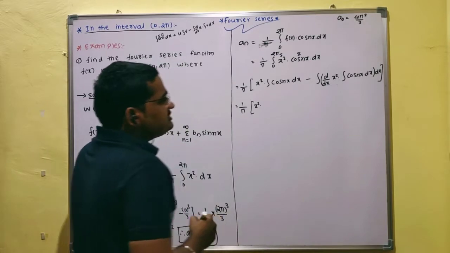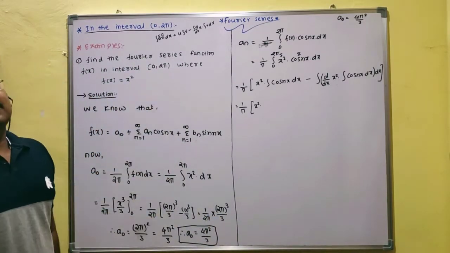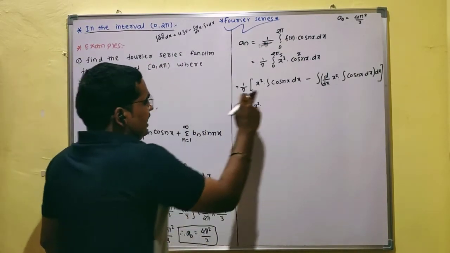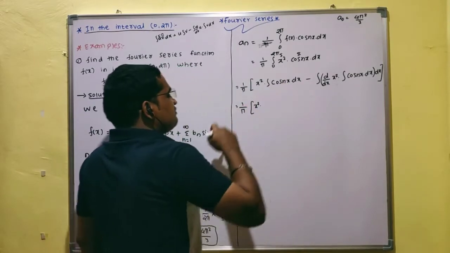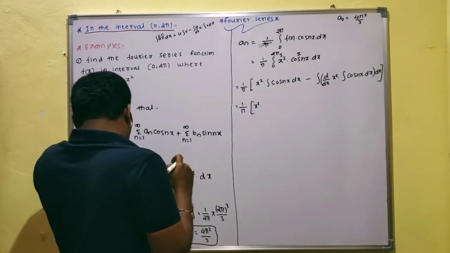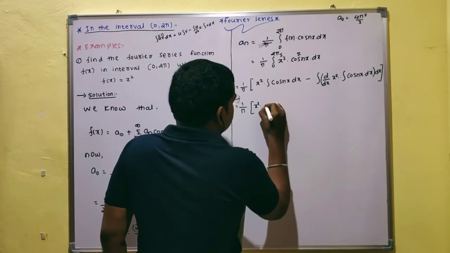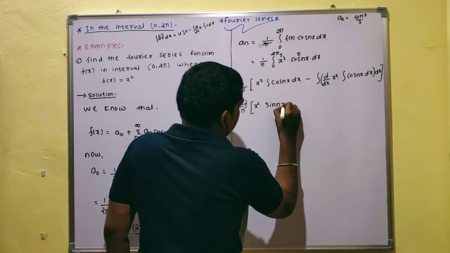Now by our result, what is the integration of cos? We know that integration is sine, and this n is constant. In integration we divide the constant. Okay, then what will be the integration of this? cos nx, sin nx upon n.